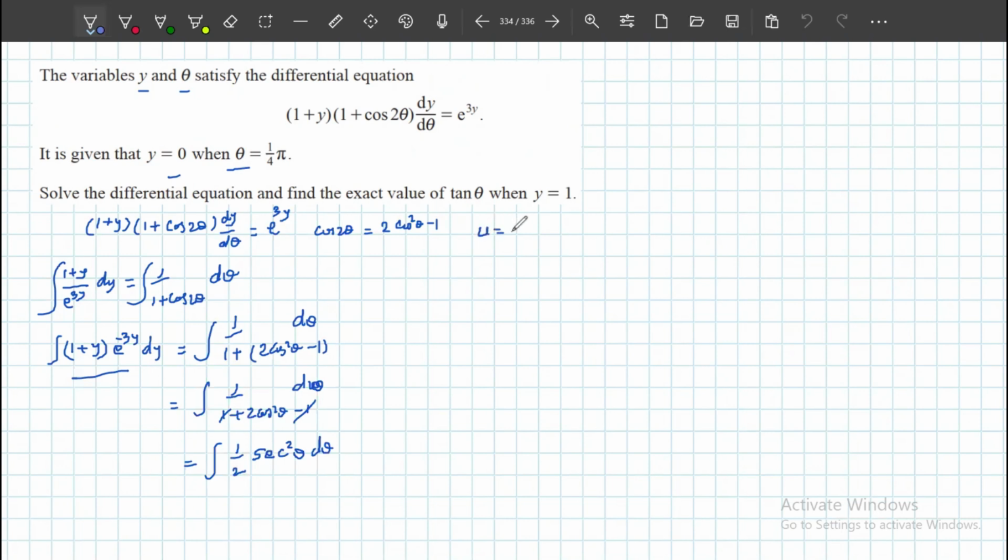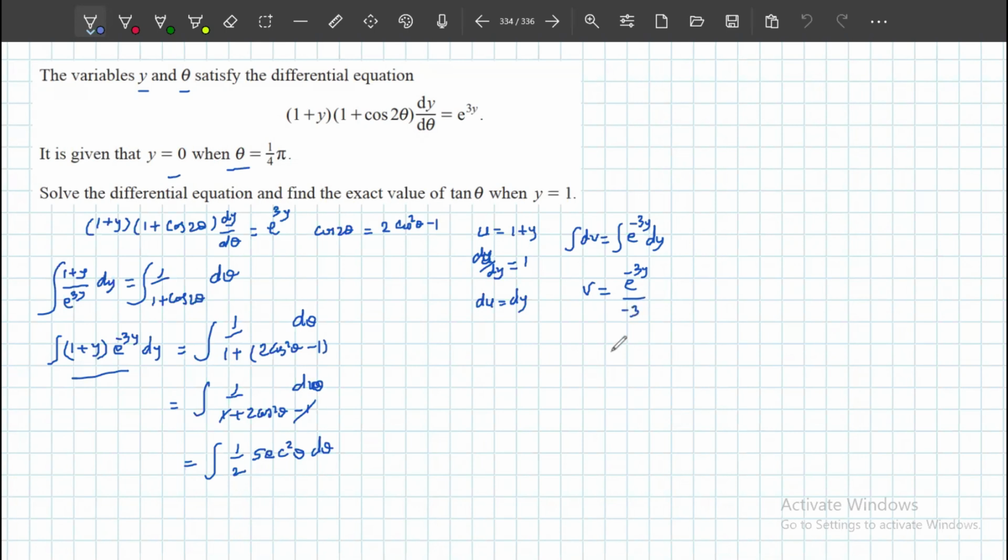So u is equal to 1 plus y, then du over dy is equal to 1, or du is equal to dy. And the second function of integration, dv, I will consider the integration of e power minus 3y dy, which is equal to the exponential. When you apply the integration it will remain the same, so in the power we have minus 3y, so this gives us e power minus 3y over minus 3, and now we will replace back.